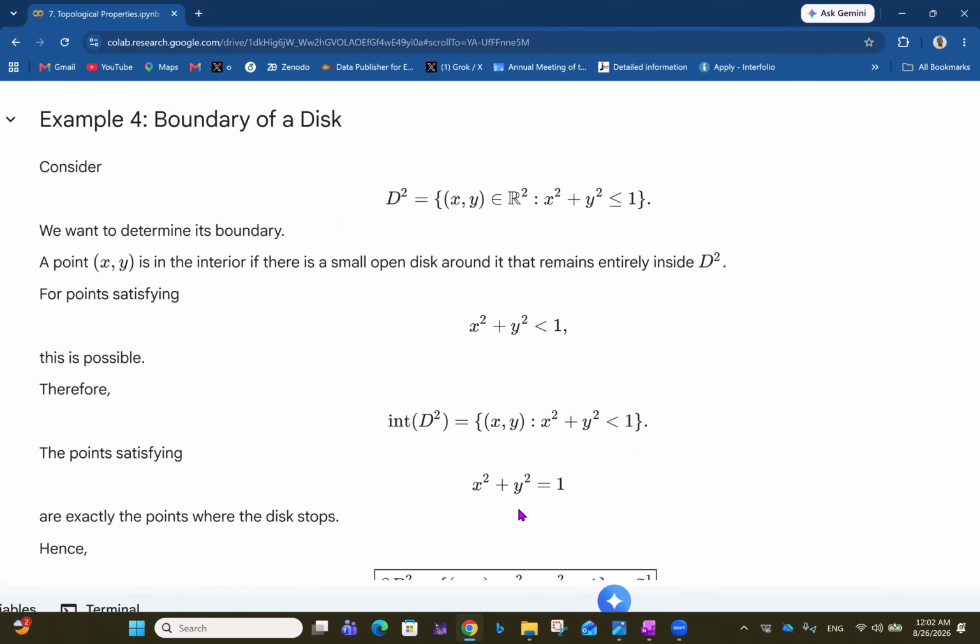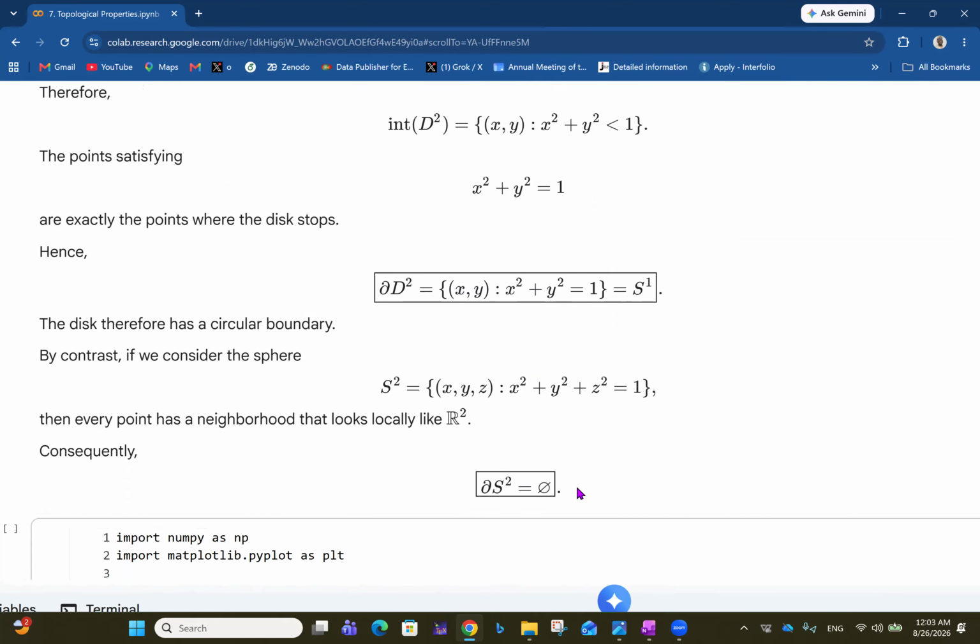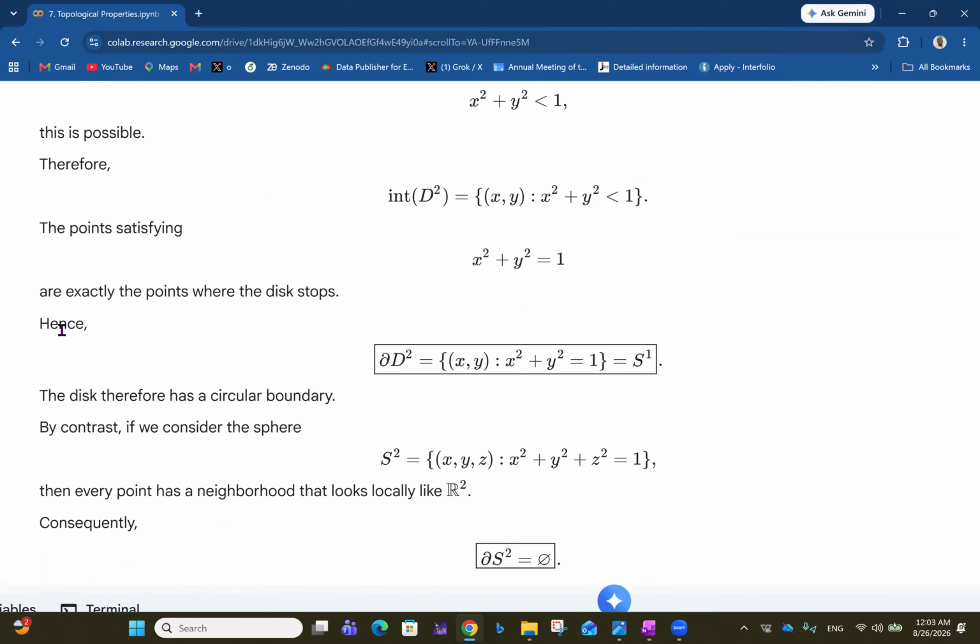But the points satisfying x squared plus y squared equals 1, which coincides with a circle, are exactly the points where the disk actually stops. So hence, the boundary of a disk will be the set of (x, y) such that x squared plus y squared equals 1. And that results in a circle. So a circle is simply the boundary of a disk. The disk therefore has a circular boundary.